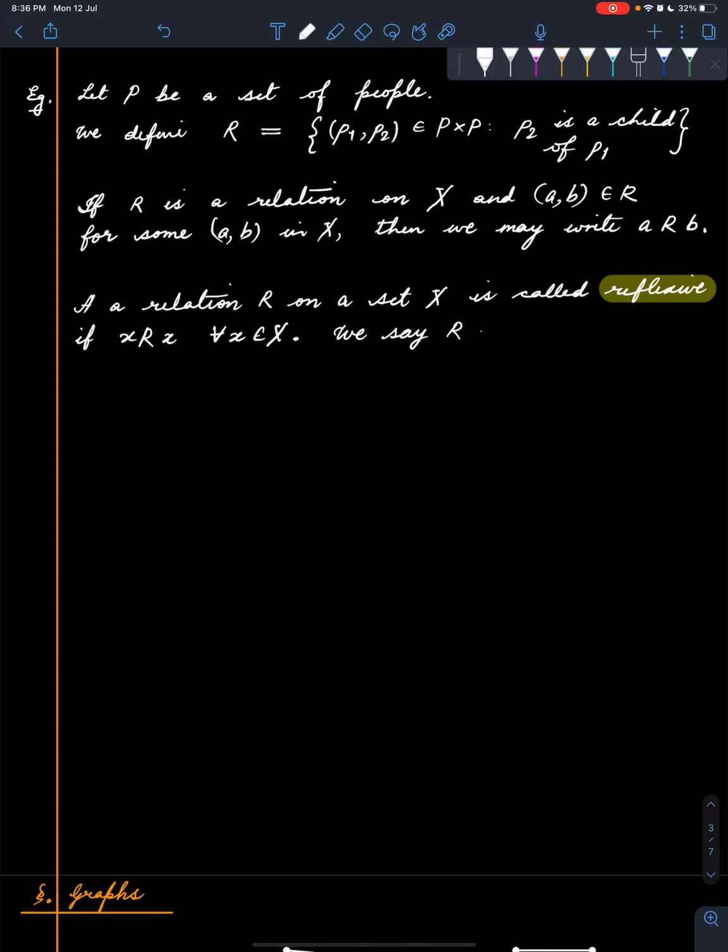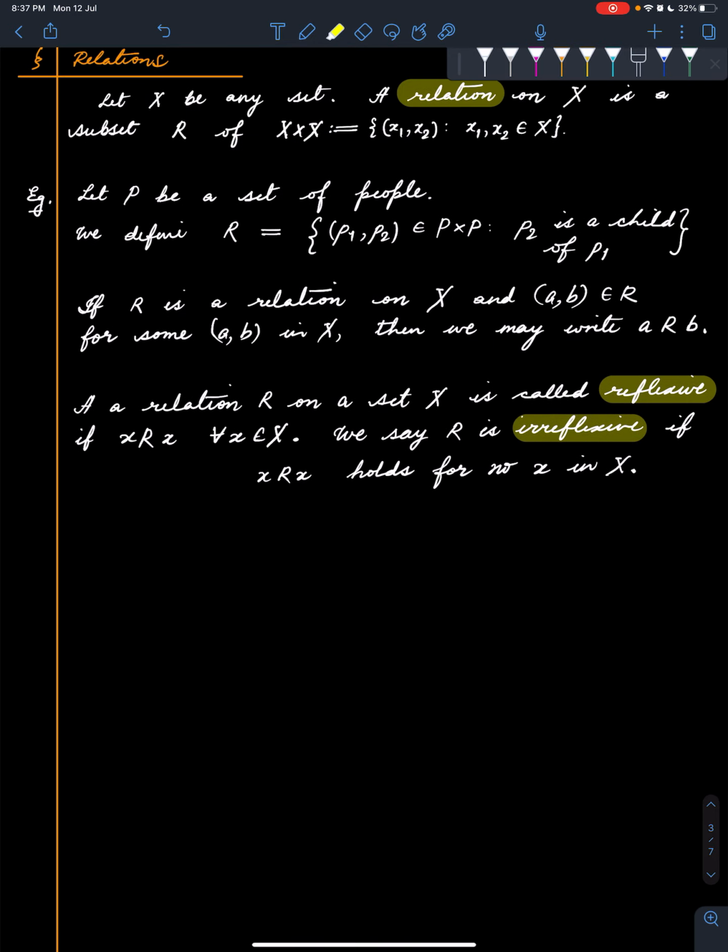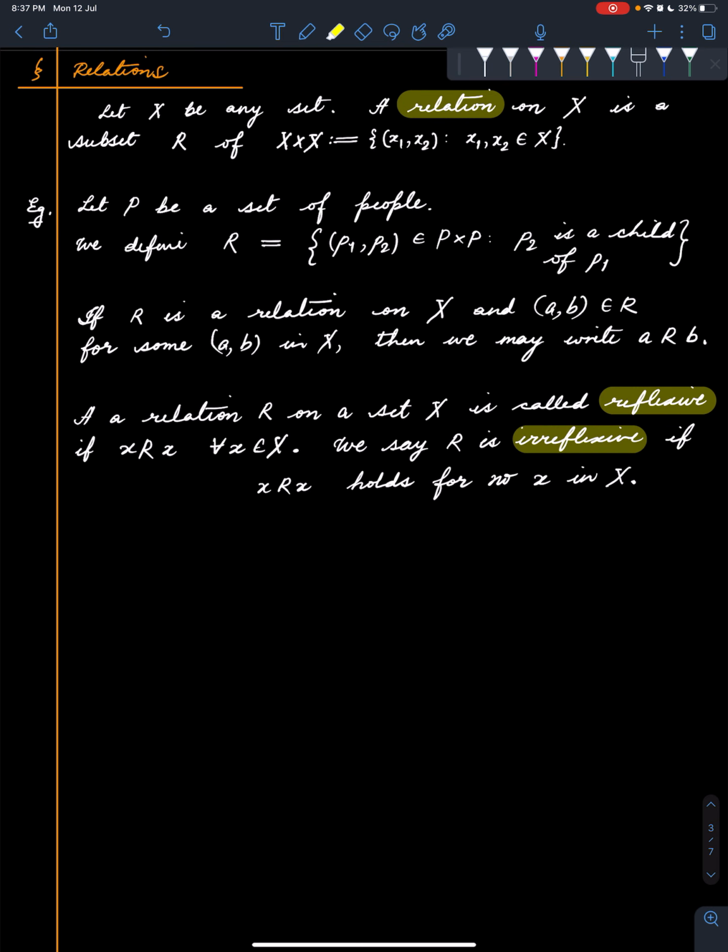We say R is irreflexive if it is the exact opposite of reflexive. So if this never holds, or rather this holds for no x, so we'll see examples. One example of an irreflexive relation is the one defined here.